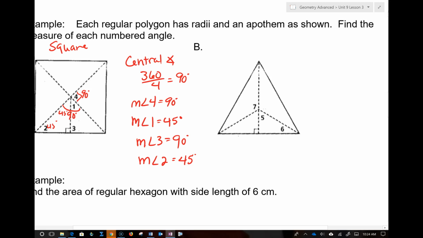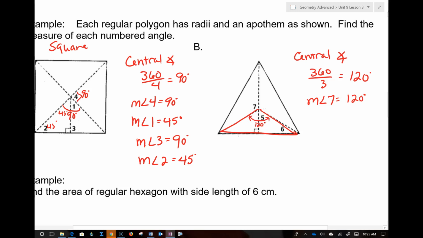So again, I want to find my central angle first. Are you guys starting to see my little routine I have here? Yeah, I always have my central angle triangle, and I always find my central angle. So your central angle first is going to be 360 divided by, this time, 3. So did you guys get 120? So the measure of angle 7 is 120 degrees, which means this whole angle is 120.